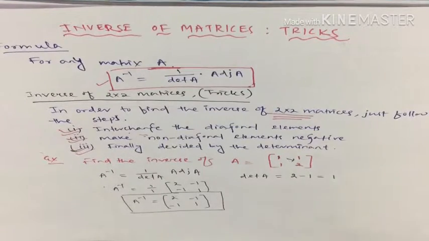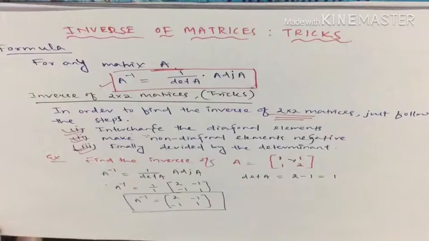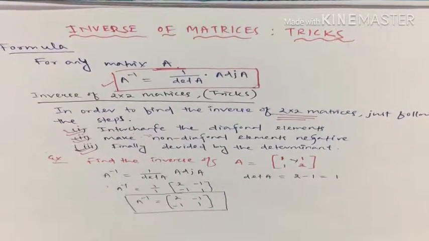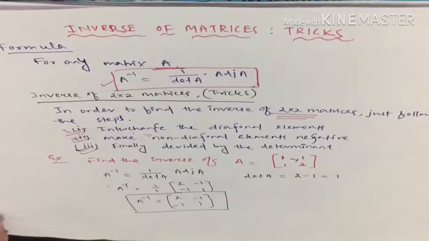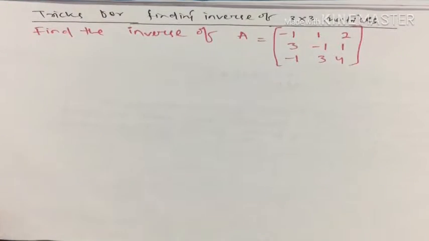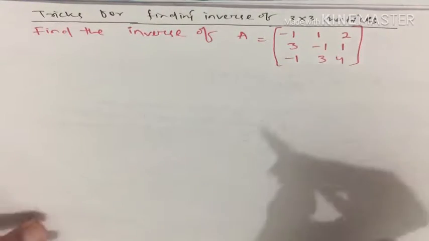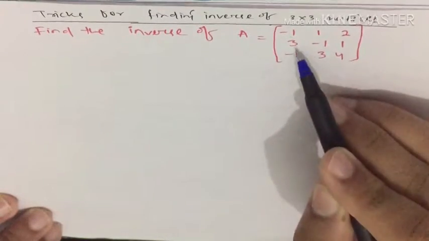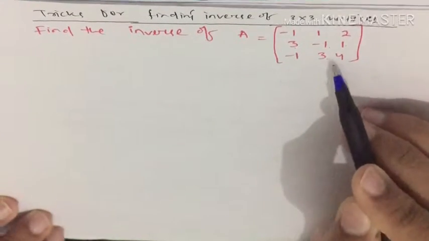Then move to the very important inverse of a 3 cross 3 matrix. How to find the inverse of a 3 cross 3 matrix in 1 minute? This is very important. Okay, so let's move. Just follow the steps that I'm going to describe. Just listen carefully. I am going to describe these tricks with an example. So your question is: find the inverse of the given matrix minus 1 1 2, 3 minus 1 1, minus 1 3 4.